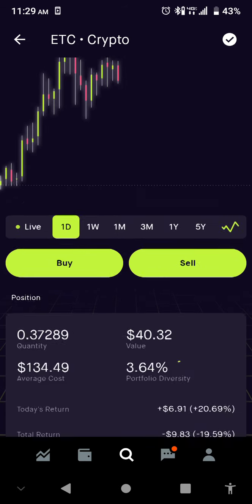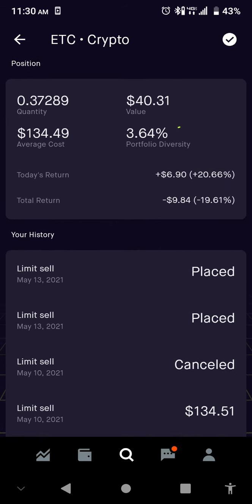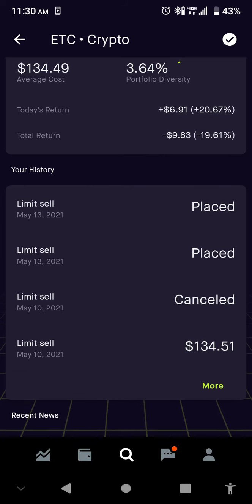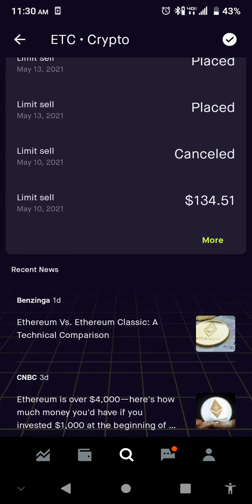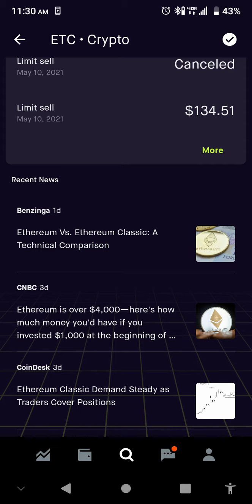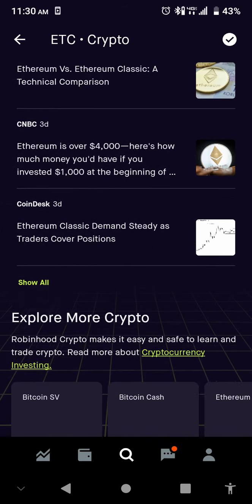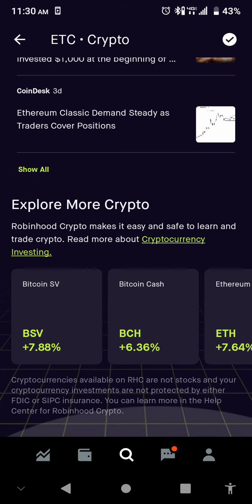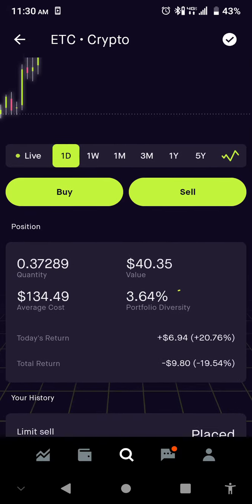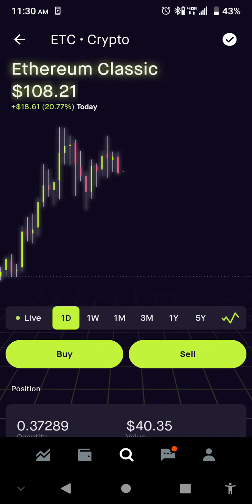Once you're under the cryptocurrency that you want to buy, you can scroll up and down. You can read the recent news down at the bottom if you'd like, and you can check out the whole page to give you more information to make sure that it is something that you want to buy.